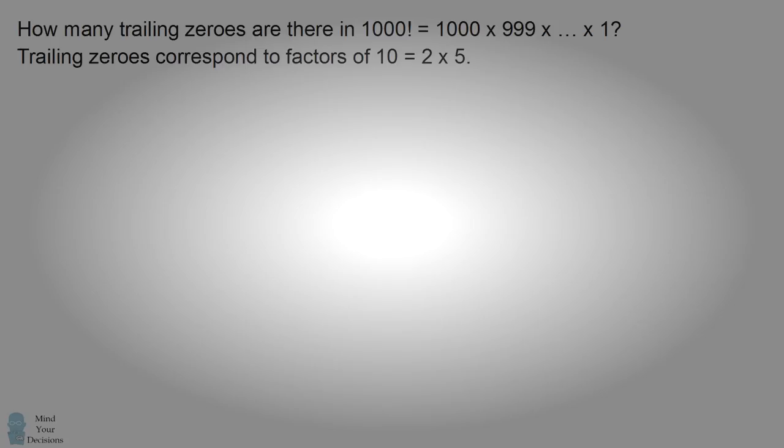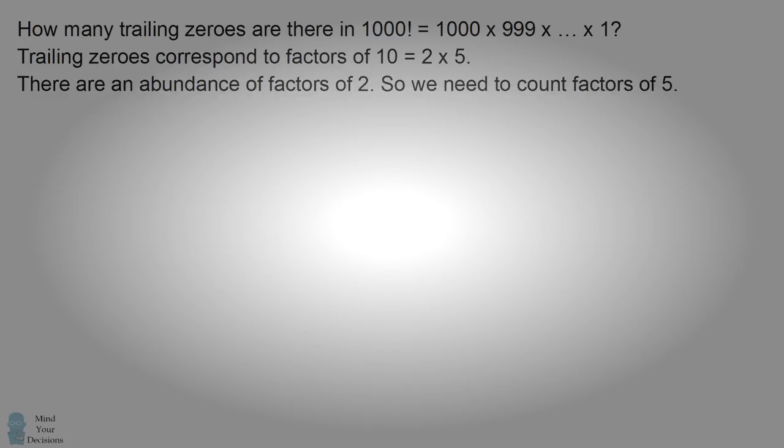Now notice that every other number is an even number which has a factor of 2, whereas only every fifth number has a factor of 5. So we're going to have a lot more factors of 2 than there are factors of 5. So when we're creating these factors of 10, the limiting reagent is the number of factors of 5. So we can count the number of factors of 10 by counting the number of factors of 5 in 1000 factorial. We can do that by counting the number of factors of 5 in the numbers 1 through 1000.